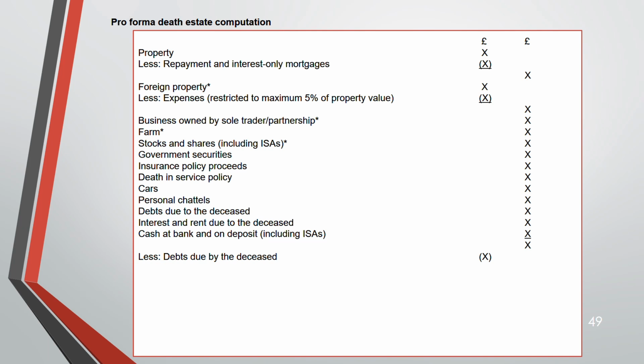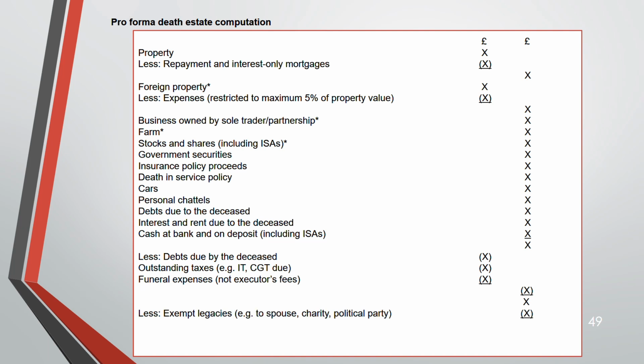All this will be added, and then you will deduct your debts, that is, what is due from the deceased to someone else. Any outstanding tax, income tax, capital gains tax, funeral expenses. Remember, it is not the executor's fees. Or allowable expenses you can deduct. Then any exempt legacy, like to the spouse, charity, and political party. Remember, exempt legacies are only three: spouse, charity, political party. To anyone else, it is not an exempt legacy. Then it is known as net estate.